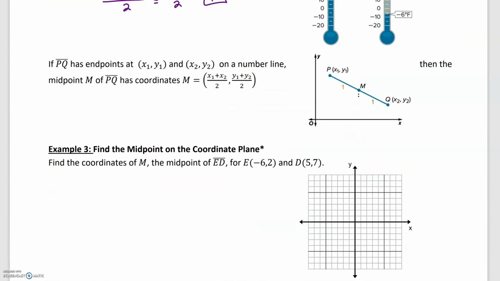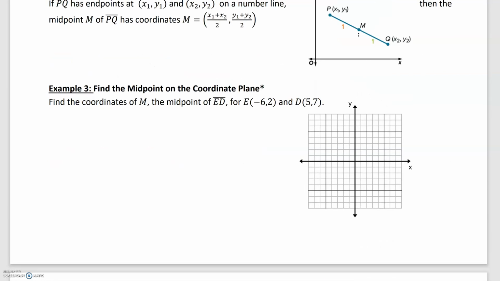If we have a coordinate plane, or even just two coordinates, then we are going to add the x's and divide by 2 and add the y's and divide by 2. So now we have two parts to it. Finding the midpoint in the coordinate plane isn't too bad. You just have to find the slope, but sometimes it's hard to find, especially if it's going to be a fraction. And so a lot of people like to just rely on doing the formula and adding your x's, adding your y's, making sure you divide those by 2.